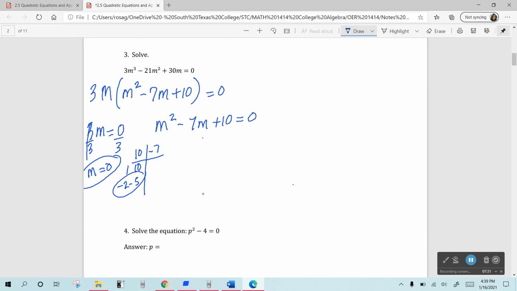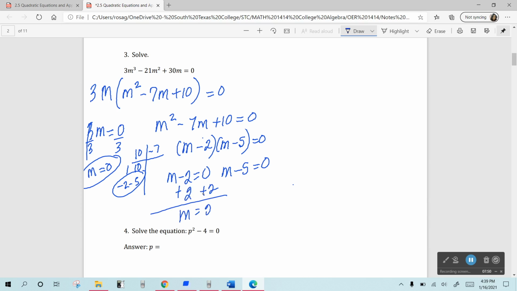And to get the -7, both of them have to be negative. So I would get m minus 2, m minus 5. So m minus 2 equals 0, m minus 5 equals 0, and you solve each of them as its own little equation. So you have 3 answers: 0, 2, and 5.